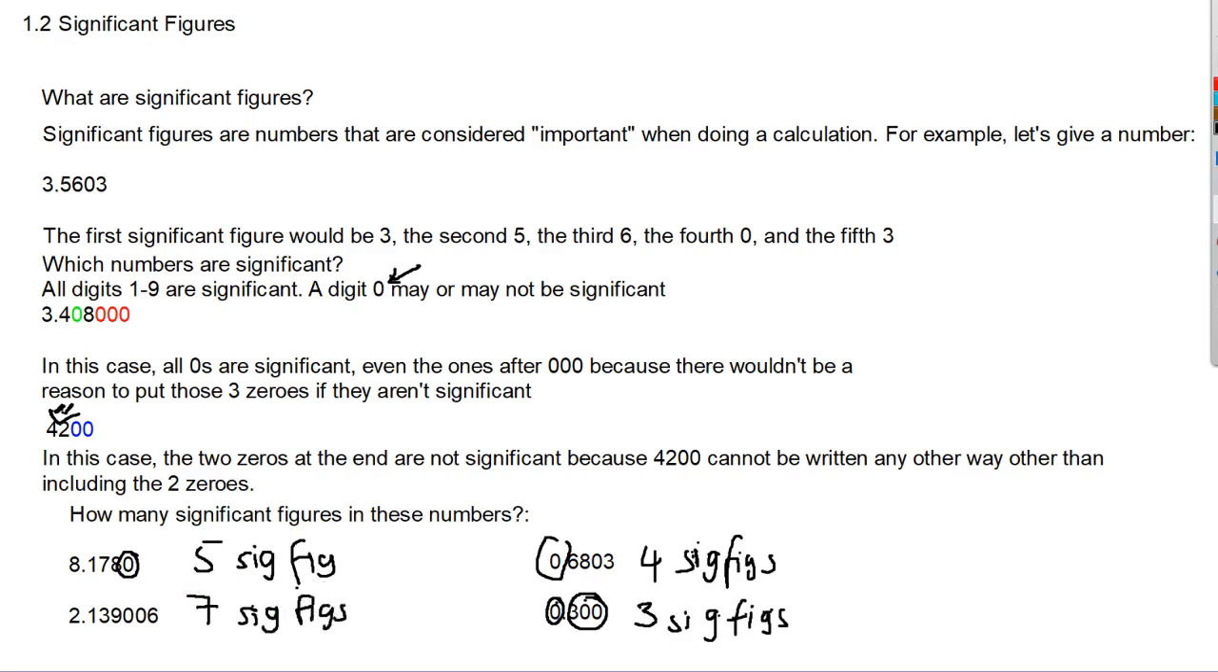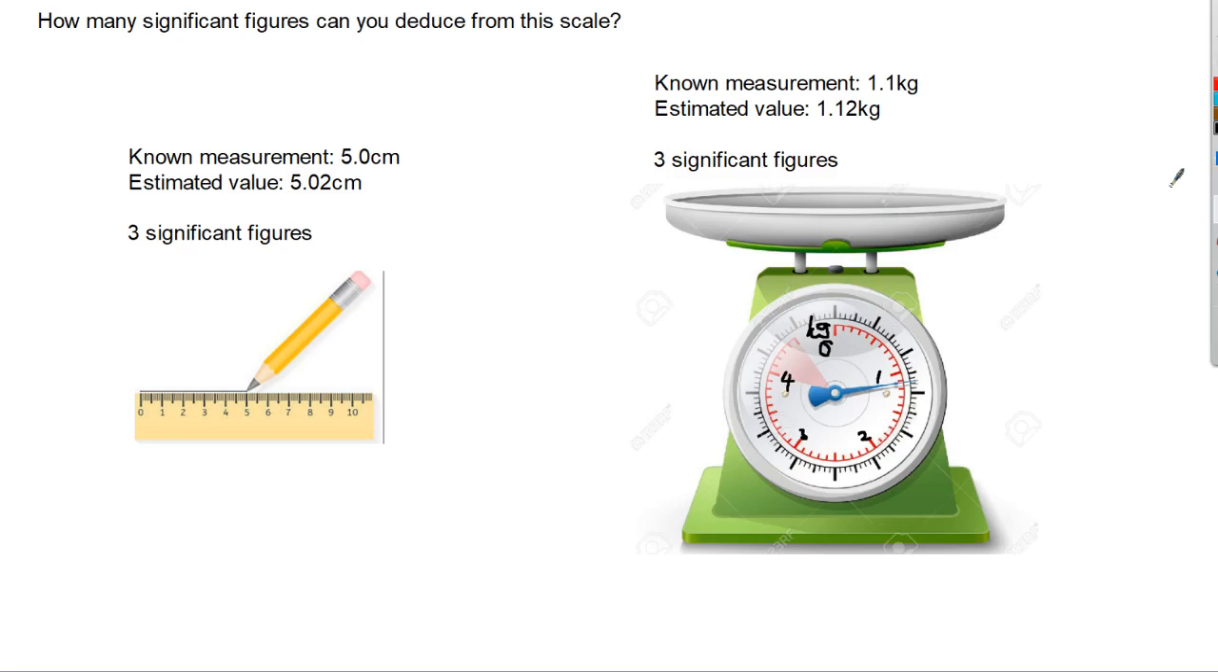Okay, let's move on to the next one. How many significant figures can you deduce from the scale? I'll phrase it as, what is the accuracy that you can deduce from this scale of measurement? If you look really closely at this shape right here, the increments are 0.1. So you can have 1.1, 1.2, 1.3. That's already two significant figures.